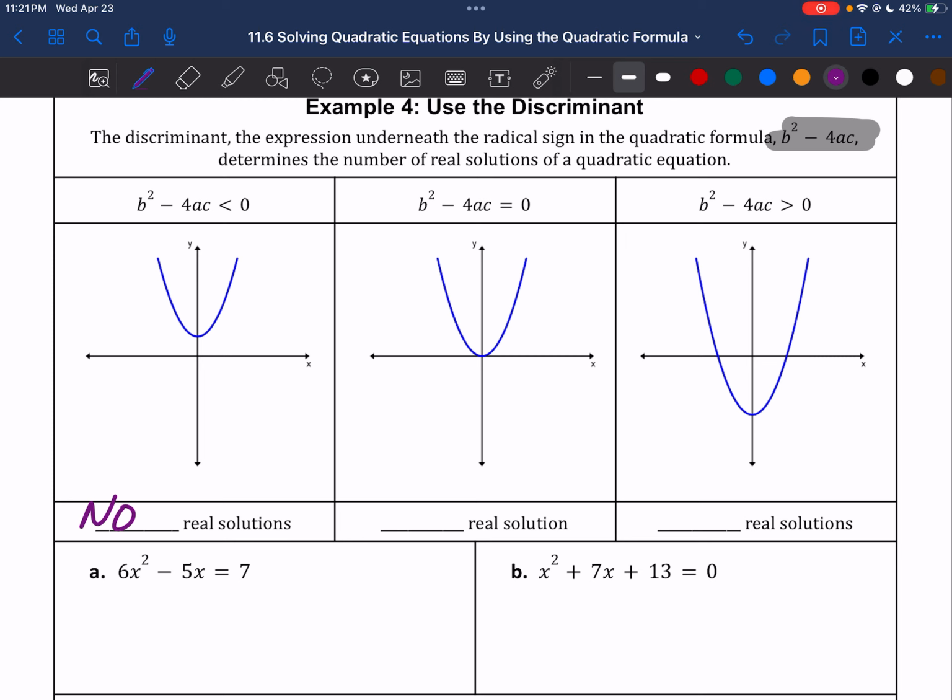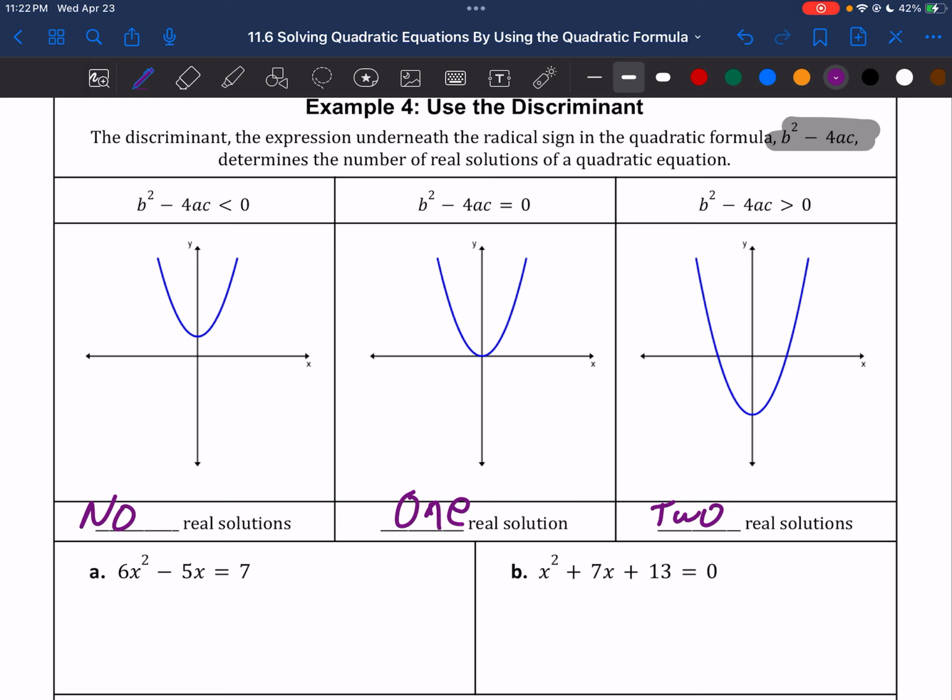If the discriminant b squared minus 4ac is equal to 0, there is one real solution, and it's at the vertex. Lastly, if b squared minus 4ac is greater than 0, there are two real solutions. You will be expected to write the formula for the discriminant on the quiz. You will be expected to apply the discriminant on the quiz.